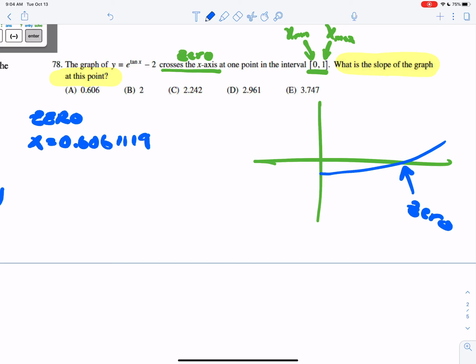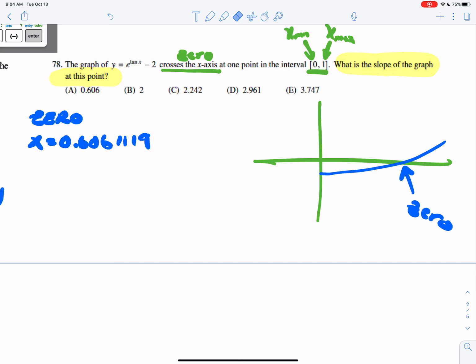Okay, here's the thing though. Did they ask us for the 0? Okay, the ultimate question is, what is the slope of the graph at this point? Okay, so we have to find out what the derivative is at this value. So here's what you guys do. There are a lot of layers to this part here, so make sure that you guys play this many times, okay? Two things. You can either write down 0.6061119 on your paper, or there's a way to kind of copy and paste that, okay?